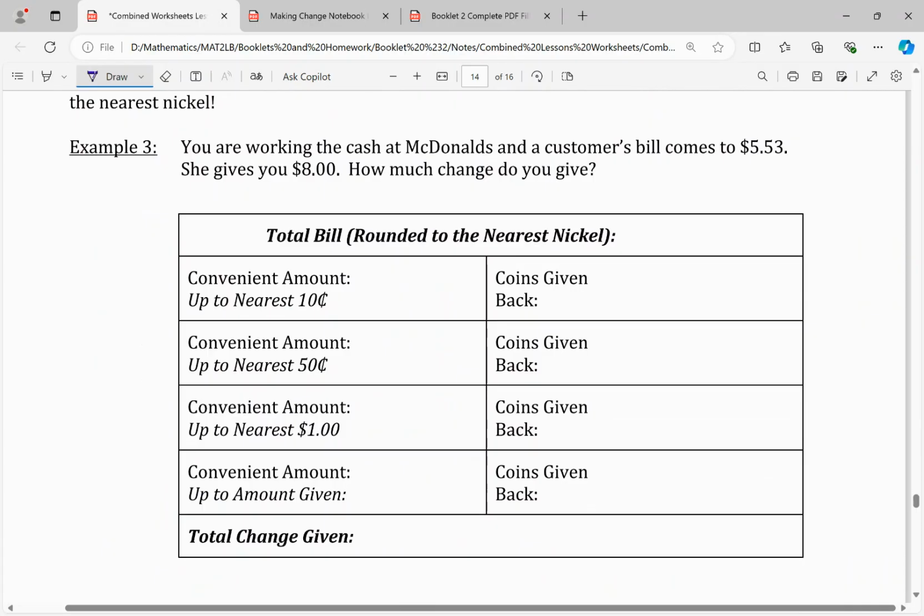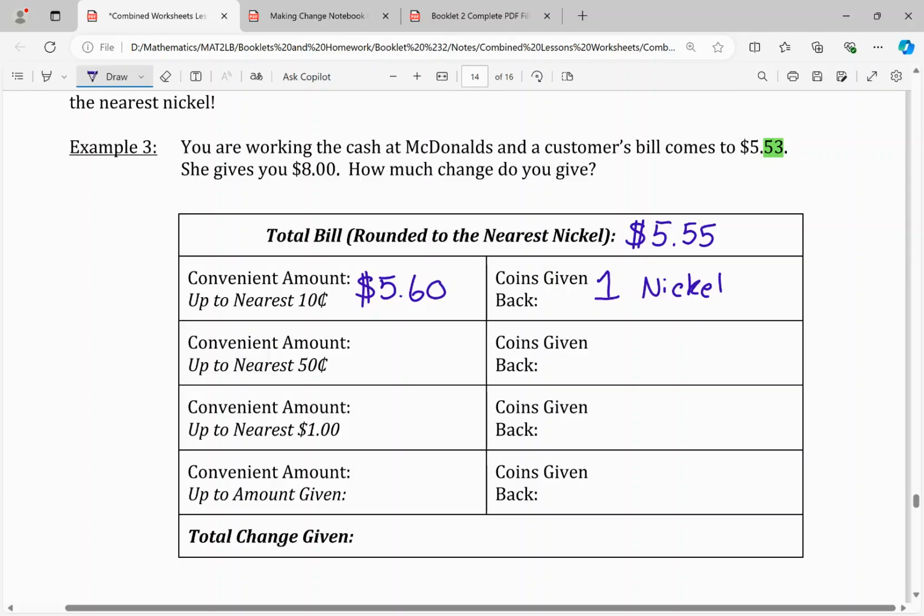Well, first thing we do is we round to the nearest nickel. So this 53 is going to round up to 55. Our bill is going to be $5.55. $5.55, let's go up to the nearest 10 cents. Remember, we always go up. This would be $5.60. In order to get from $5.55 to $5.60, we just need 1 nickel.